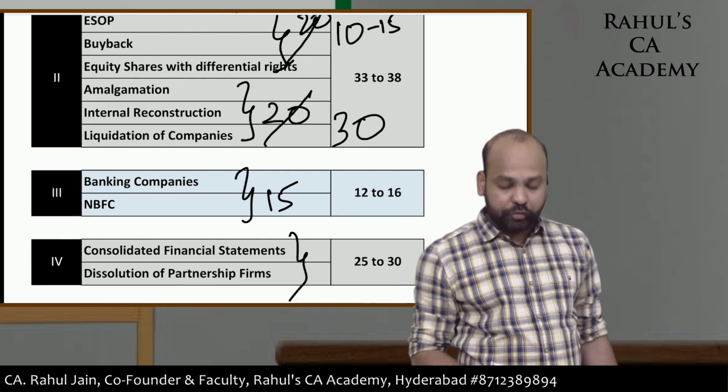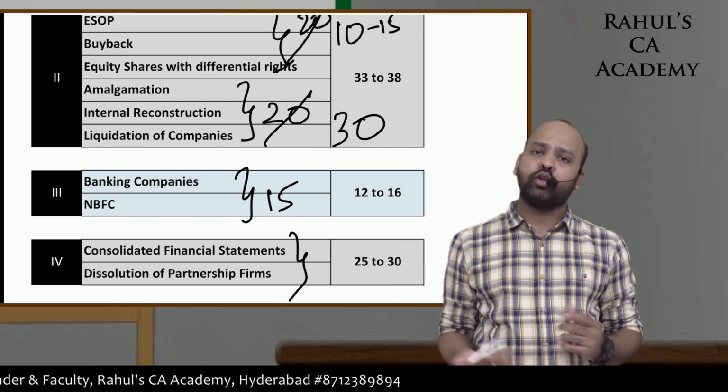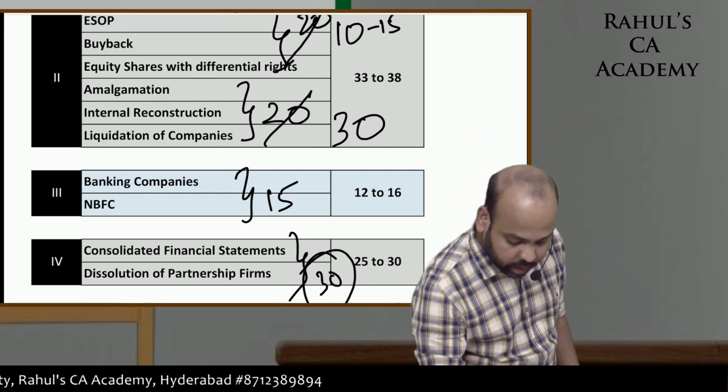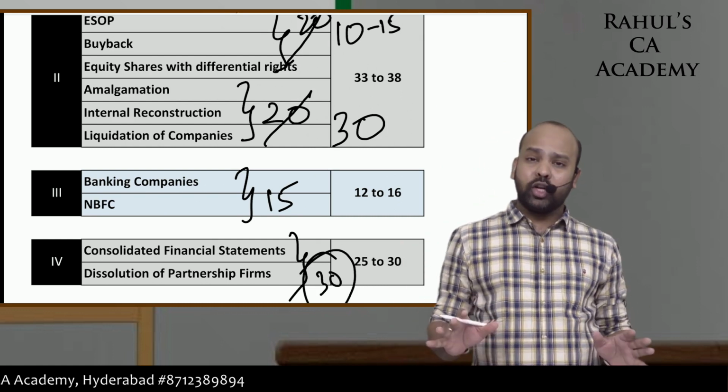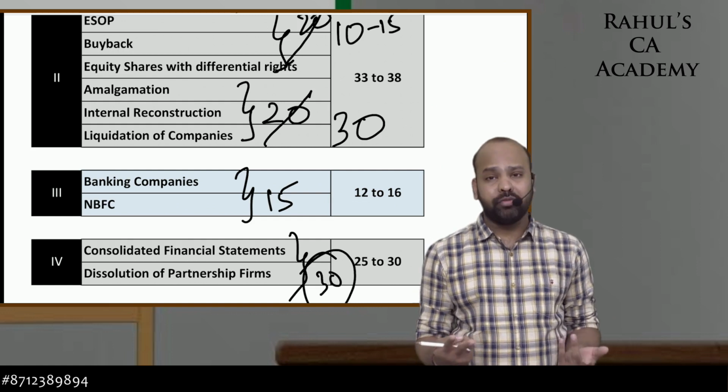Then the last set of topics guys is consolidation and dissolution of partnership. The combined weightage of which is 25 to 30 marks. Undoubtedly you will expect 30 marks from this. This is the normal weightage. So there will be 1 20 marker and 1 10 marker or 2 15 marker questions.